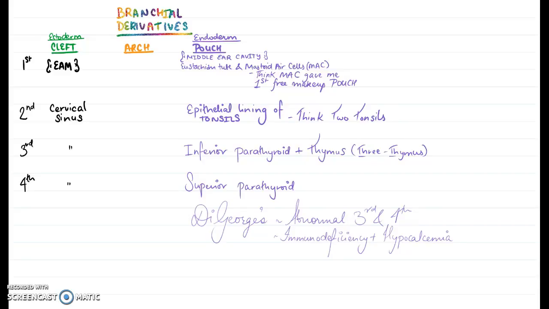You can get something called the DiGeorge syndrome, which presents with thymic hypoplasia or aplasia, and which ultimately gives rise to immunodeficiencies and hypocalcemia. So that's it. Let's move on to the branchial arch derivatives now.